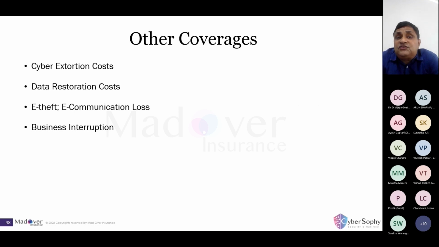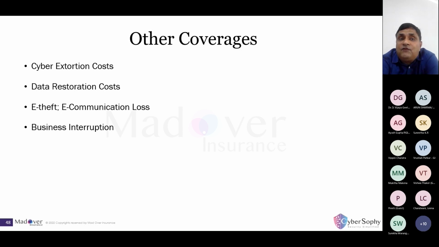What are the other coverages that are there? You have the cyber extortion cost, which we have talked about. The actual payment for the cyber extortion is also covered. The one question that may come up is the payment being in Bitcoins. Please remember, it's a reimbursement that most of the policies do. Insurance companies will not be paying in Bitcoins. They will be paying the equivalent amount.